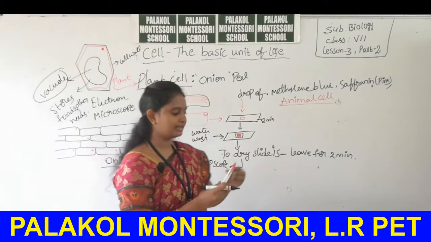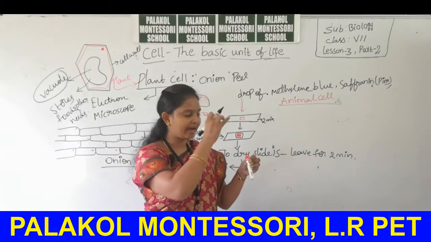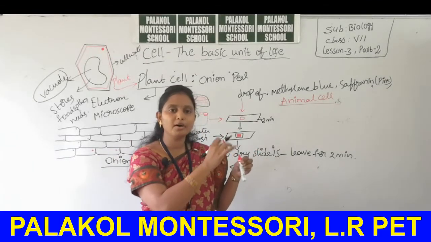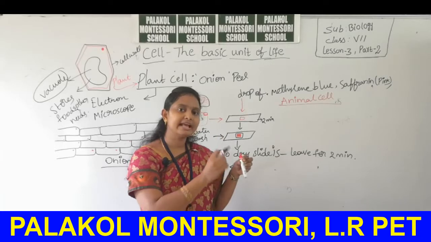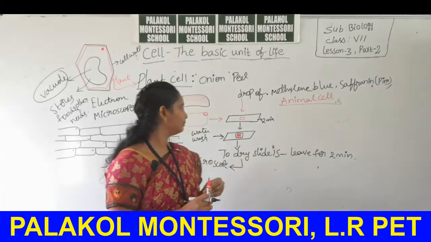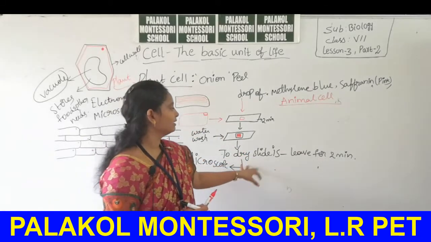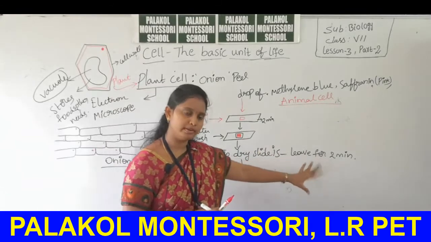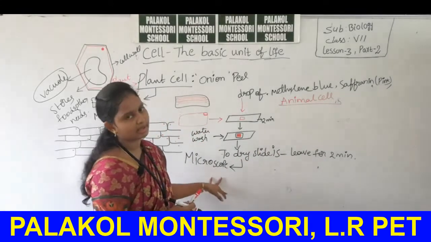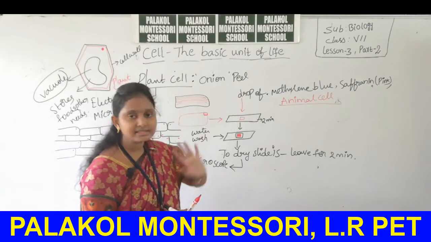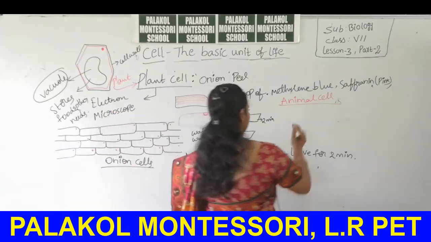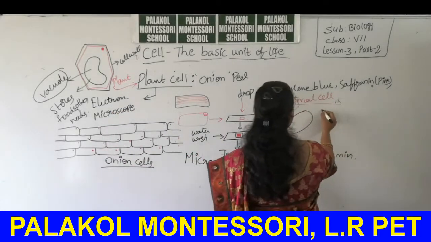Okay, by keeping the slide in a slant position and adding the water drop by drop on the surface of the glass slide, the excess stain will be removed. Then for drying, the glass slide is left for 2 minutes. Then observe under the microscope. This animal cells arrangement appears like this, students.